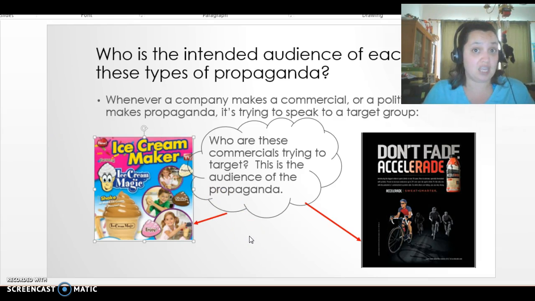Is it meant for me? Is it meant for teenagers? Is it meant for children? Who is it speaking to? So when you're looking at your propaganda, you need to be thinking about that.